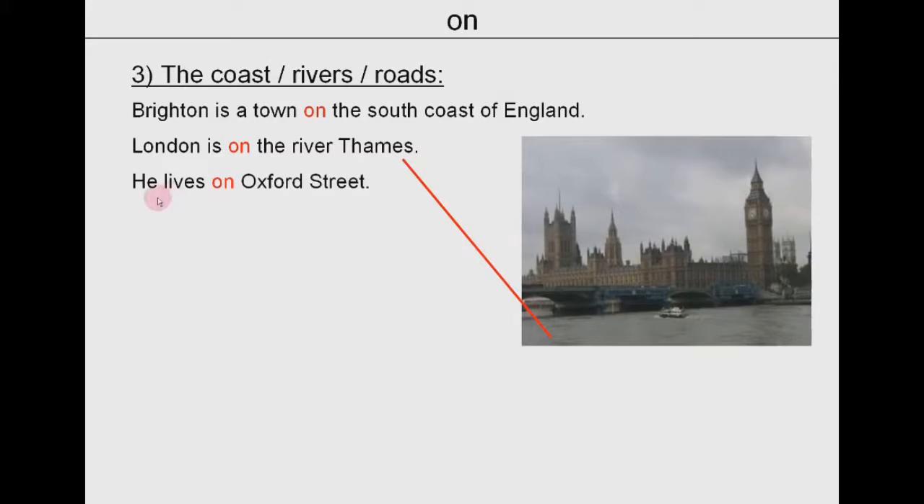And again, we can say he lives on Oxford Street. Okay, and we saw this earlier, in fact. So when we are talking about a road or a street, and we do not know the exact address, we only know the person and the street name, then we use the word on, etc.